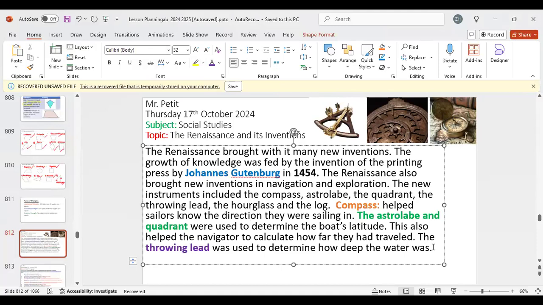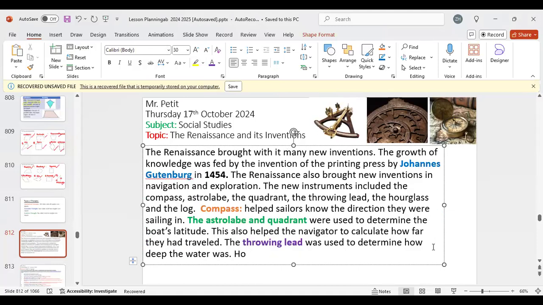And what do you think the hourglass is used for? To tell the time. Very good. The hourglass was used to measure the time during voyages. Used to determine the time.